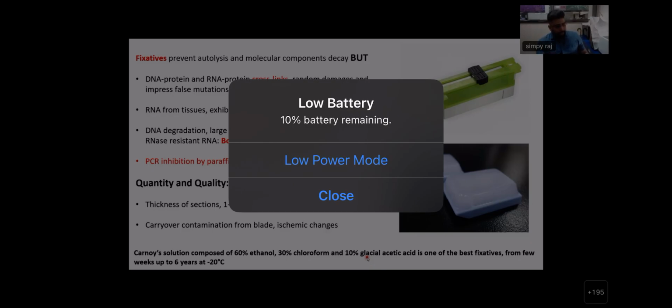And talking about the quality, in formalin fixed tissues, when we are taking sections, they can have contamination. That's the carryover contamination from the blade. If you use one blade for different samples, then there can be transfer of DNA. And can anyone tell me how we can avoid this carryover contamination from the blade?